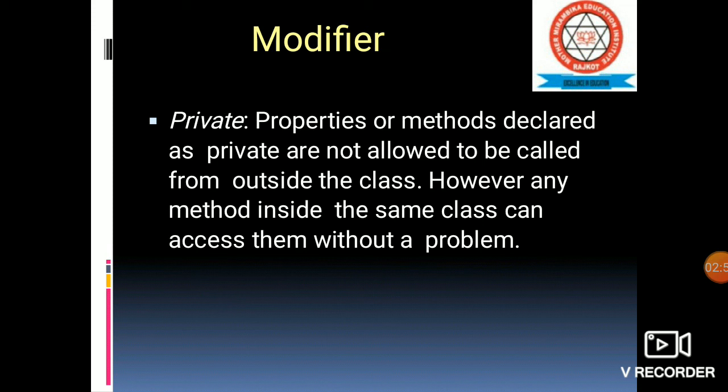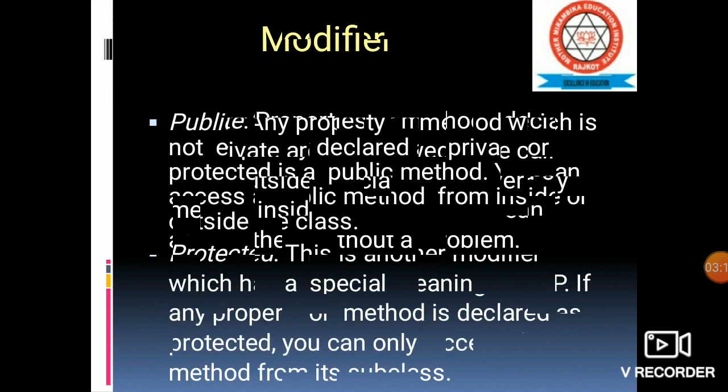Private access specifier or private modifier. Properties or methods that are declared as private are not allowed to be called outside the class. However, any method inside the same class can access them without a problem. When any variable or any function is defined as private, only the class that it belongs to can access it. No other classes are able to access them.